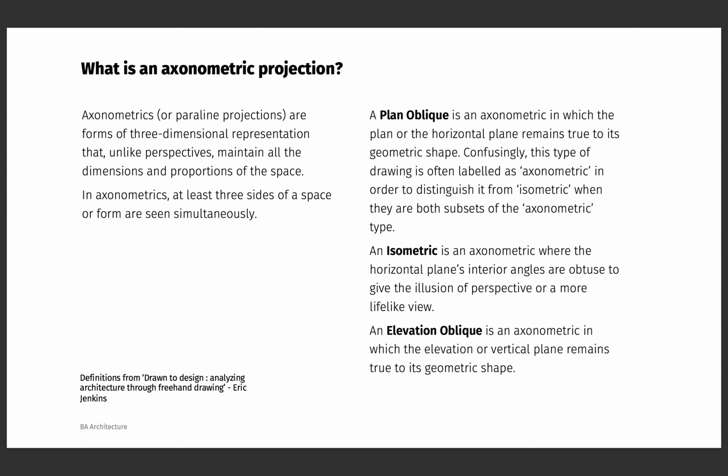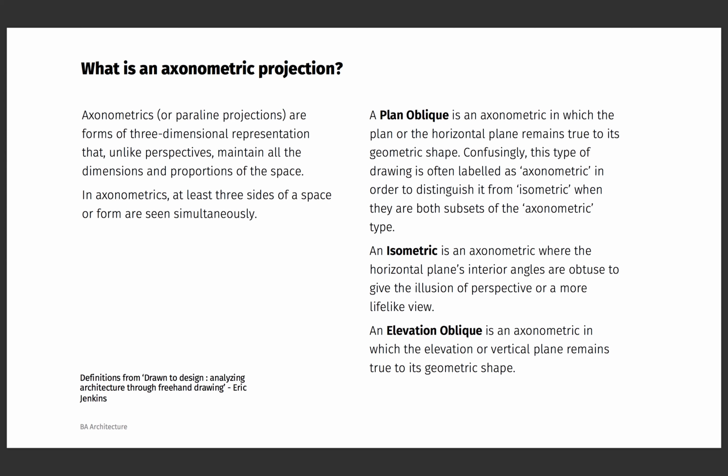But people often label a plan oblique drawing as an axonometric in a way to distinguish it from an isometric drawing. But actually that's not technically accurate. So watch out for the labels on drawings and what people are actually calling them, what they think they're calling them, and just learn what is what really.